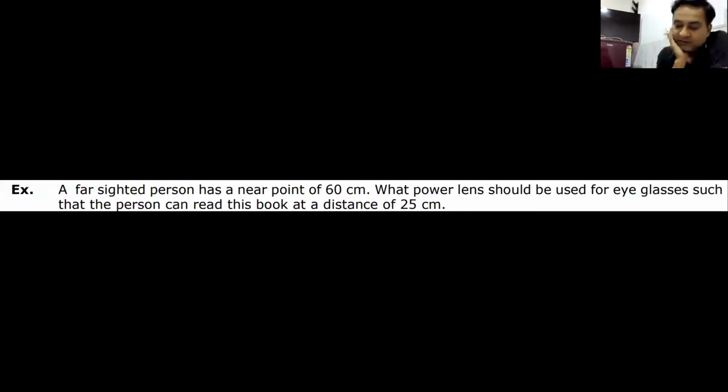Terminator. Here comes a question, and the patient is definitely me. A far-sighted person, Aastik Udenia, has a near point of 60 centimeters. I think that is good enough. I can read at 60 centimeters probably. What power lens should I be using so that I can read a book at 25 centimeters? This is what I want to read. I can't read it. Patient is me, so be careful. If you give me the wrong power, I will be very angry.